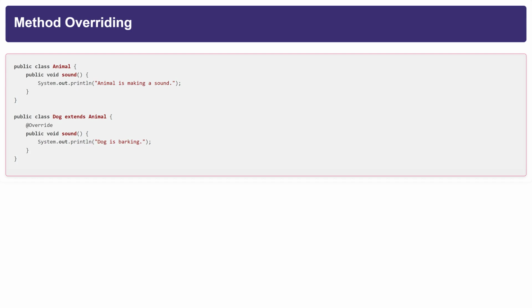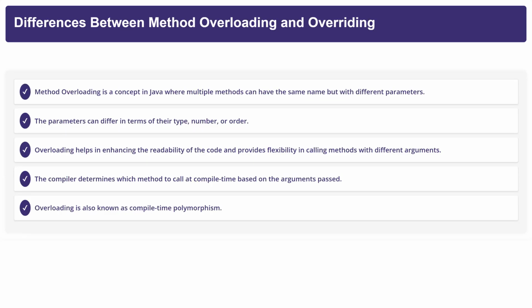This demonstrates method overriding in Java. Method overloading is a way to have multiple methods in Java with the same name but with different parameters. This helps in enhancing code readability and provides flexibility in calling methods with different arguments. The compiler determines which method to call at compile time based on the arguments passed. Method overloading is also known as compile time polymorphism.